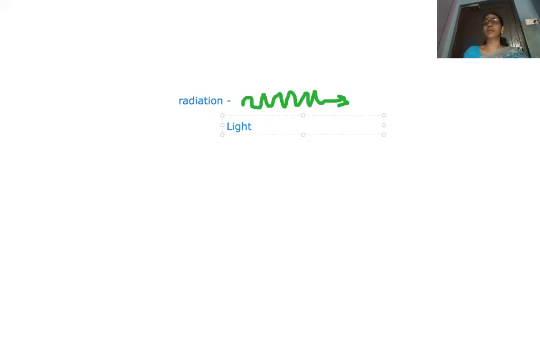Light is a form of energy. All of us know that light is a form of energy. So how is this light emitted out? How does the light travel? Light travels in the form of a wave.